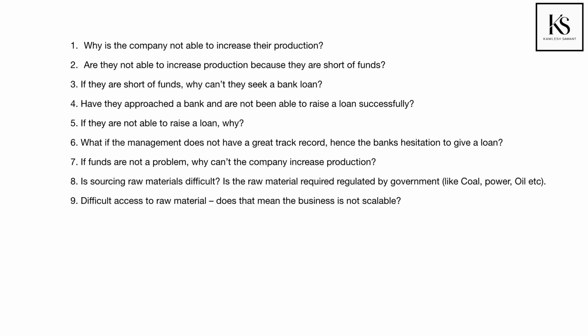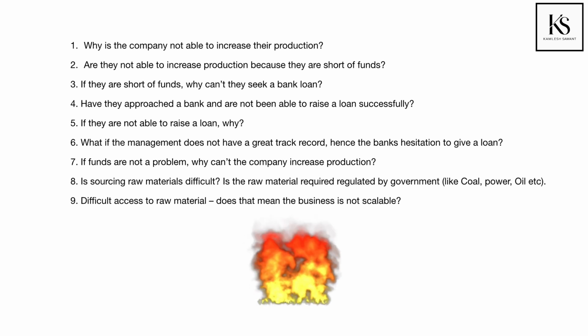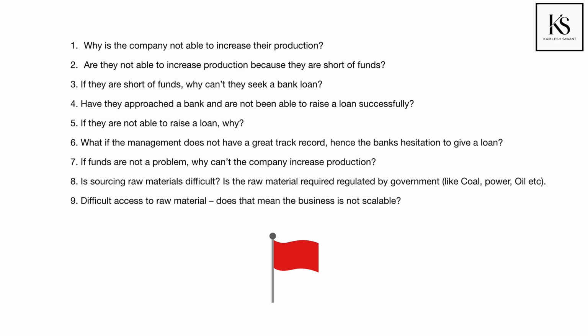If funds are not a problem, why can't the company increase production? Is sourcing raw materials difficult? Is the raw material required regulated by government, like coal, power, oil, etc.? Difficult access to raw material. Does that mean the business is not scalable? As you can see, if any of the points above is true, then a red flag is raised. Hence, investing in the company may not be advisable. To fully understand a production issue, the fundamental analyst should read through the annual report from the beginning to the end. This means whenever you see impressive inventory numbers, always ensure to double check the production details as well.